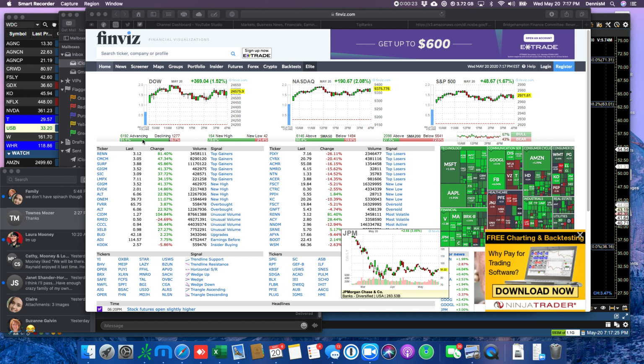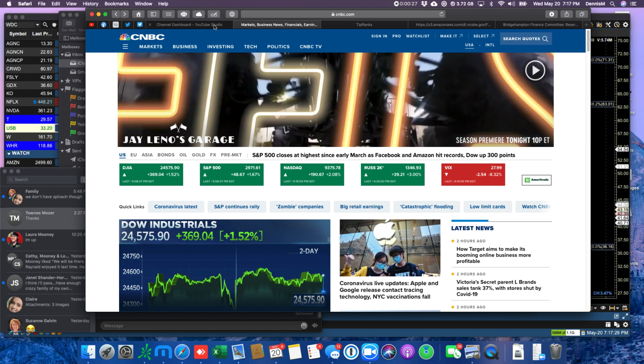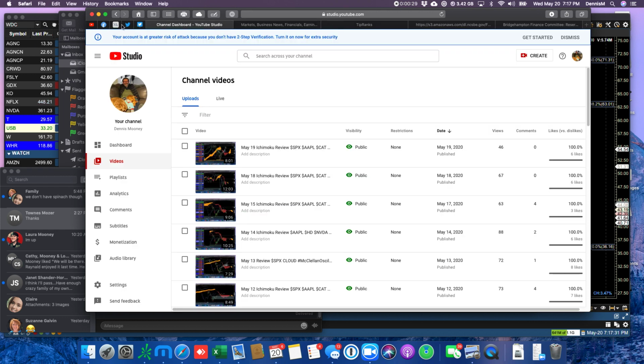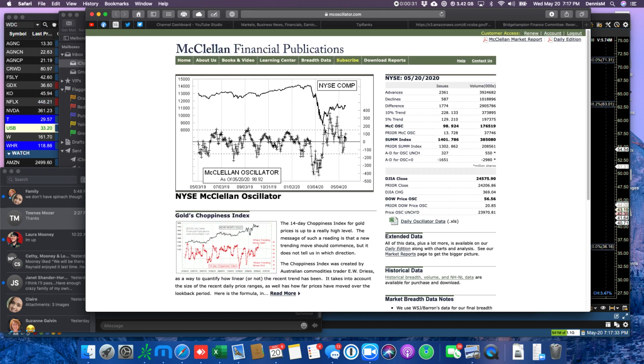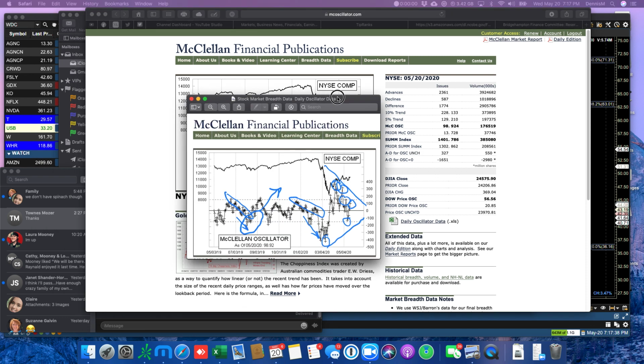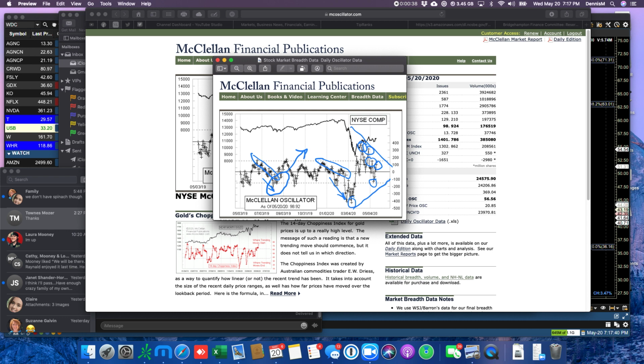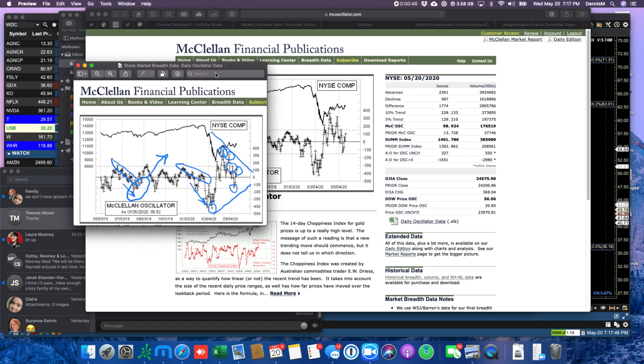Volume doesn't look very good, advancers and decliners, which leads us to the McClellan Oscillator. Here's the McClellan Oscillator. Now, let me show it to you in a different way. That's this way. And we see that we have a high, a lower high, a lower high, and a lower high. This is what we've been watching for the last couple of weeks.